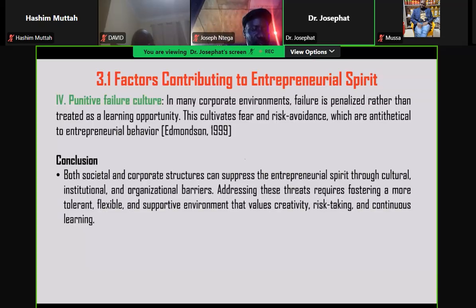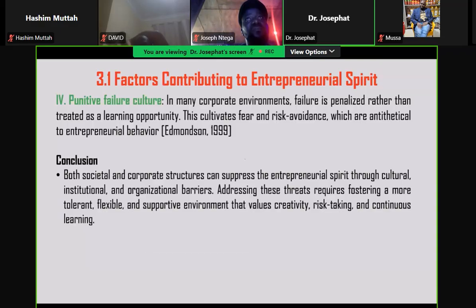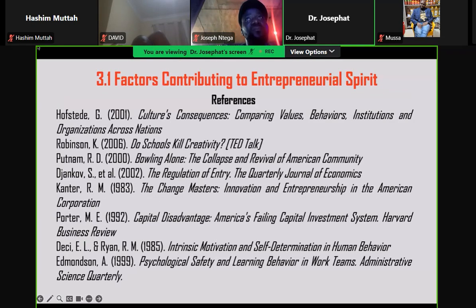So conclusively, both societal and corporate structure can suppress entrepreneurial spirit through cultural institutions and organizational barrier. So addressing these threats require fostering a more tolerant, flexible, and supportive environment that value creativity, risk-takings, and continuous learnings. Questions, guys? If anyone have questions on that part, please.